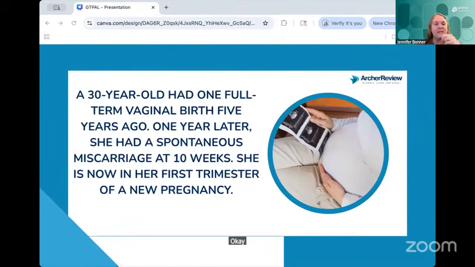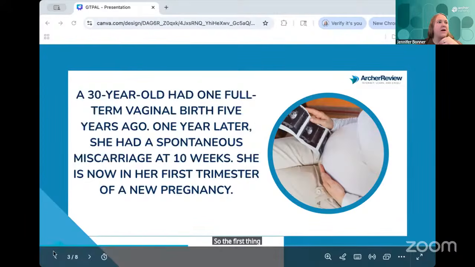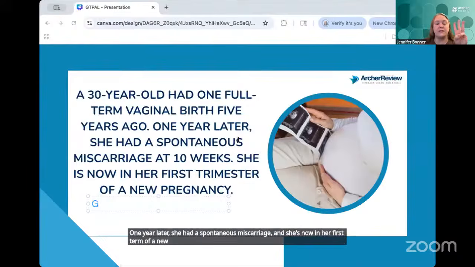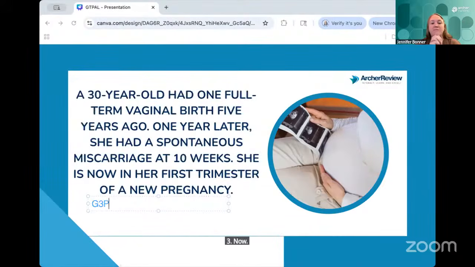Okay, so let's go ahead and work through this one. So the first thing, let's go ahead and get my little text box out here. The first thing I want to know is how many pregnancies has she had? So what does she have? She has had one full-term vaginal birth. 1 year later, she had a spontaneous miscarriage, and she's now in her first term of a new pregnancy. So she's a G3.